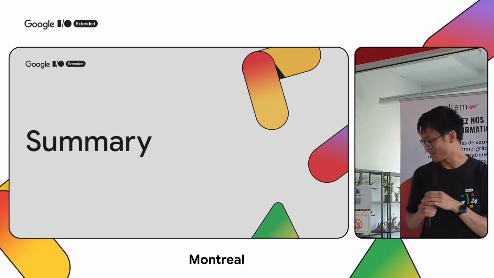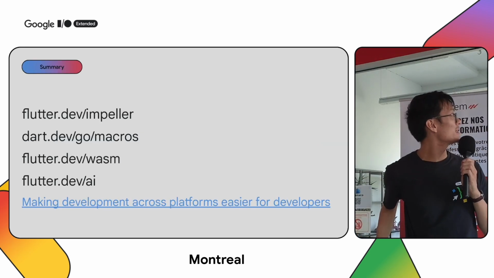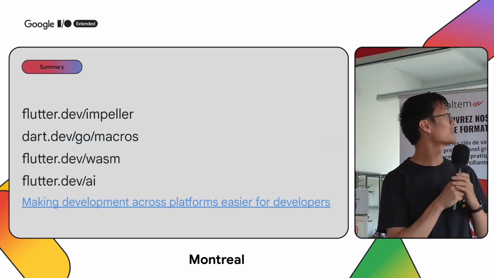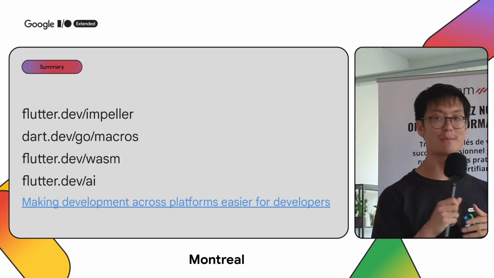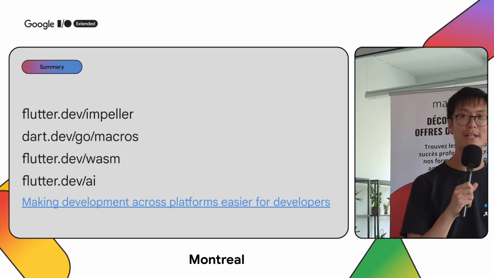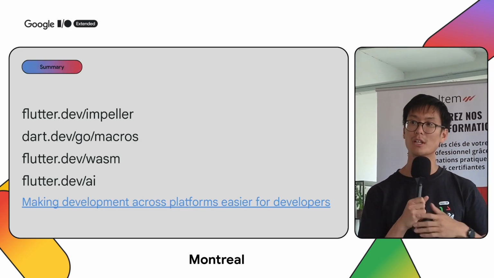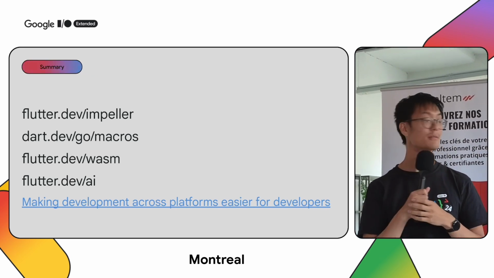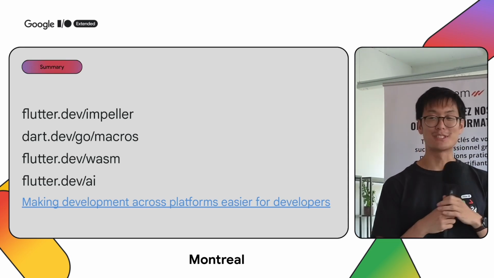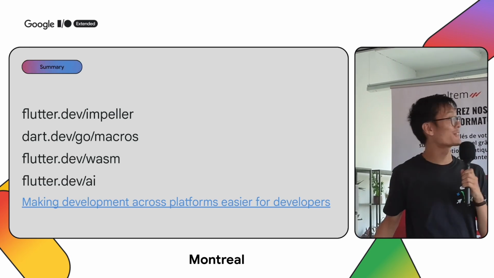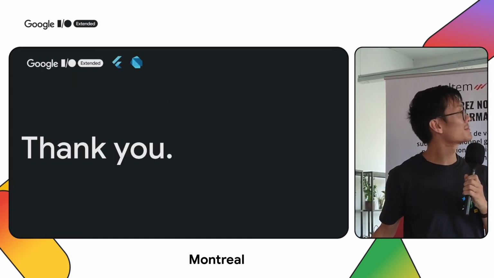So let's do the summary of the session. During Google I/O, we announced multiple things. With Flutter, you now have Impeller, macros, WASM, and a few things about AI. You have some links here you can read and maybe try. Now I think it's your turn if you want to try Flutter. There are multiple things to discover. And yeah, thank you.